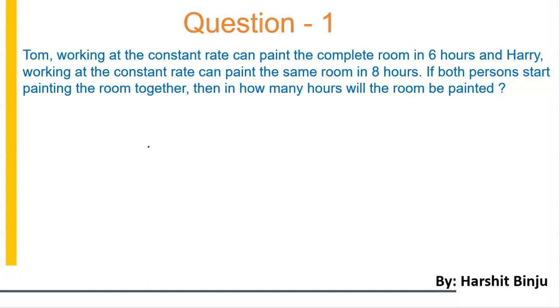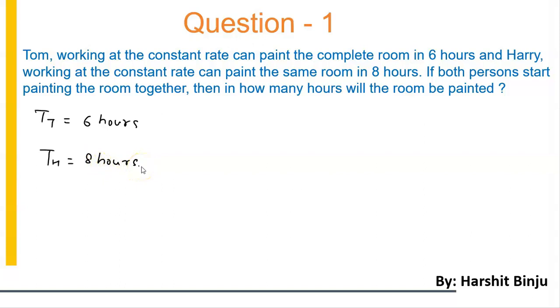Alright, so Tom working at a constant rate can paint the complete room in 6 hours, and Harry working at a constant rate can paint the same room in 8 hours. If both persons start painting the room together, then in how many hours will the room be painted? So the time for Harry and the time for Tom is given to us. Let's suppose time taken by Tom is t sub t, which is 6 hours, and time by Harry is t sub h, which is equal to 8 hours.